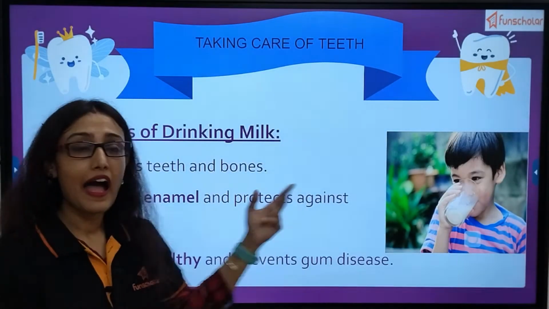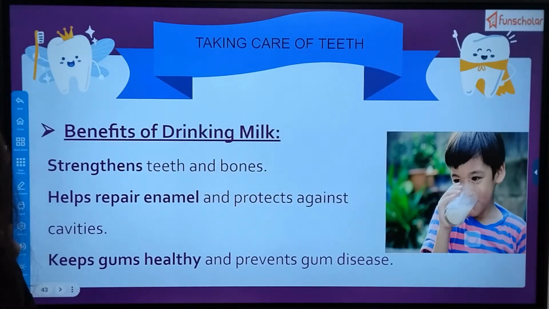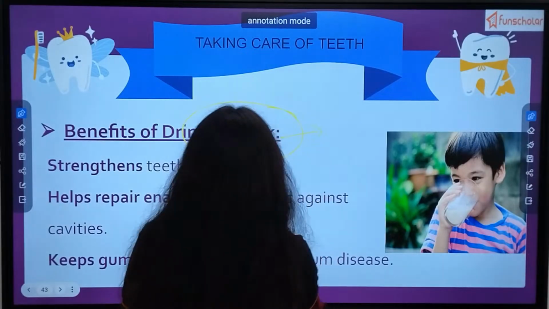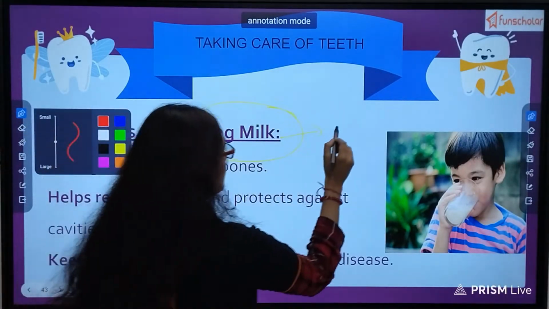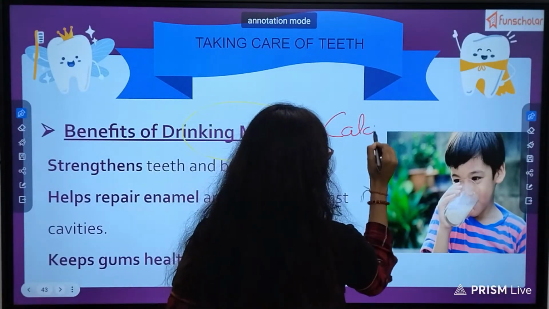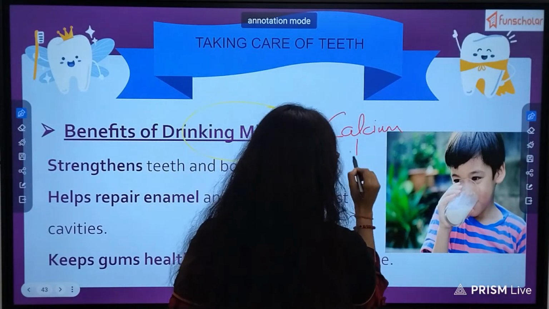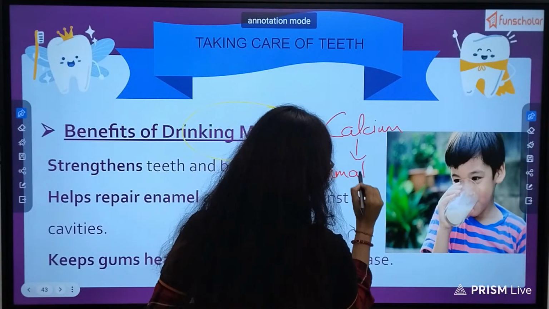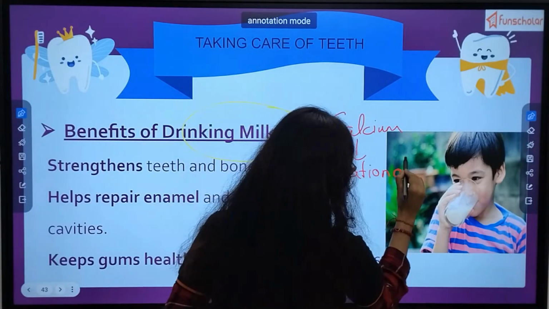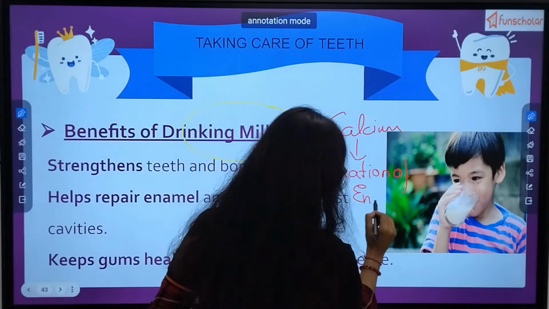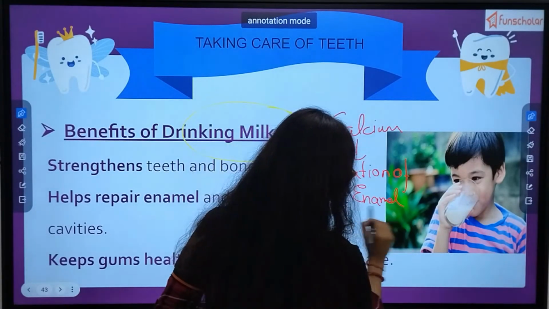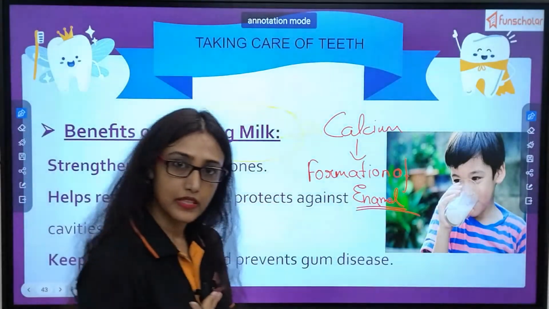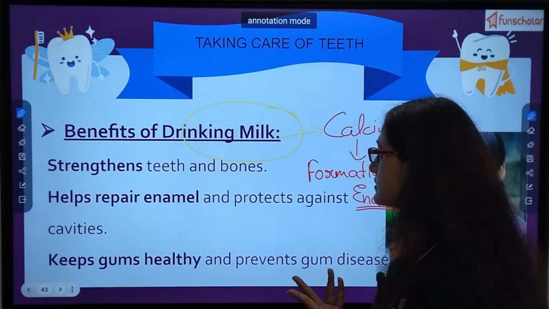Drinking milk. Why? Milk contains what? I have told you, I have taught you. Milk contains calcium. And why do you need calcium? For the formation of enamel. And if your enamel is strong, it will protect your teeth from any damage.